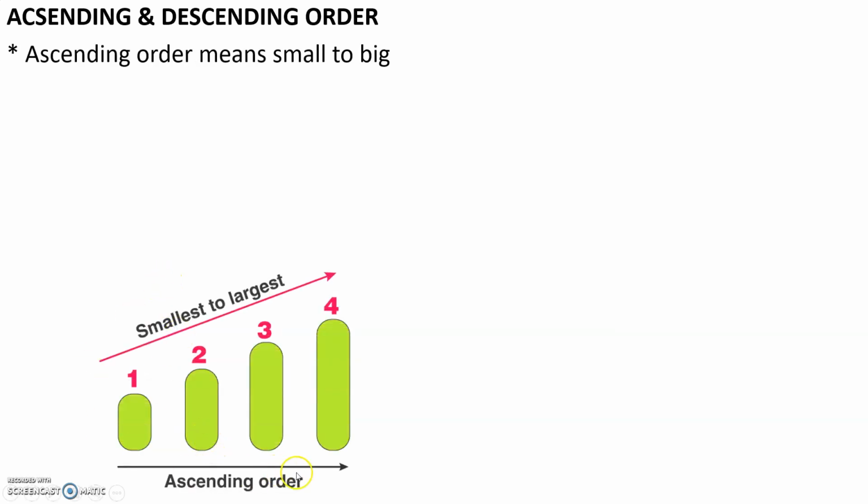Now let's see what is ascending and descending order. Ascending order means small to big. See here, smallest to largest: 1, 2, 3, 4. These are called ascending order.